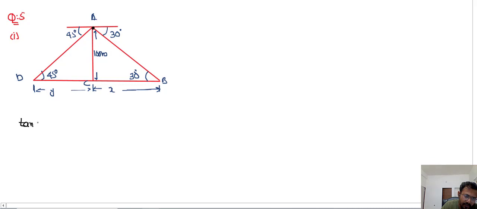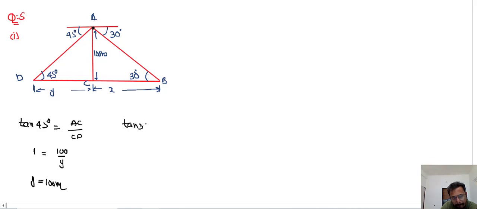So simple, in the same way you can apply it to D. Opposite upon adjacent, so BC. We know the value of tan 30 is 1 by root 3. It's 100. So the value of BC is x. So x is equal to 100 root 3 m. Okay.